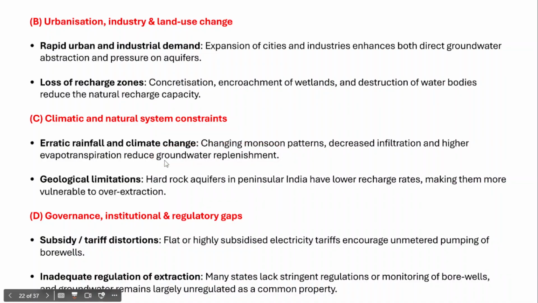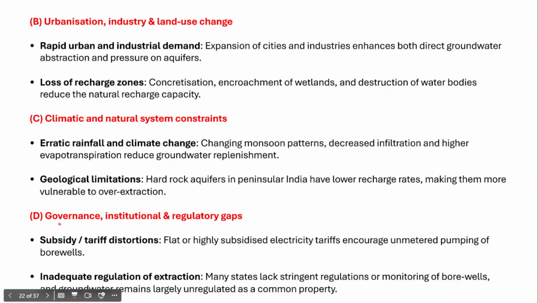Apart from that, we should also talk about some geographical limitations. If we talk about geographical limitations, the hard rock aquifers in the peninsular part of India have lower recharge rates, right? Therefore, it makes them more vulnerable to the over extraction of water resources.